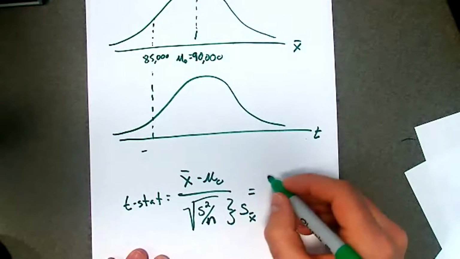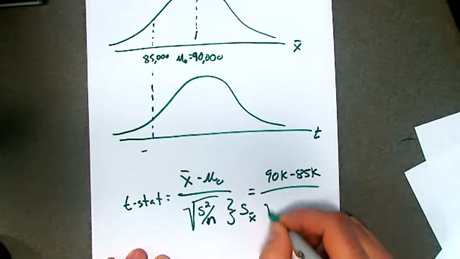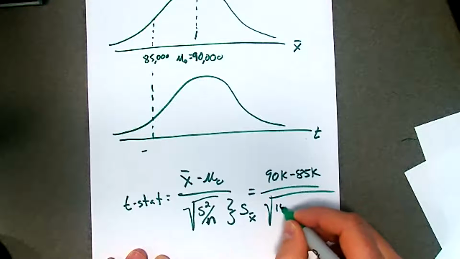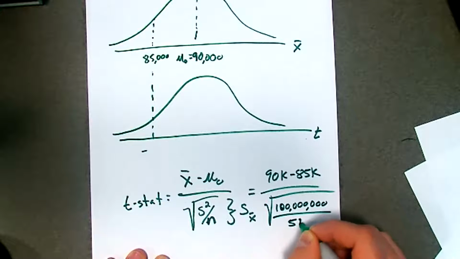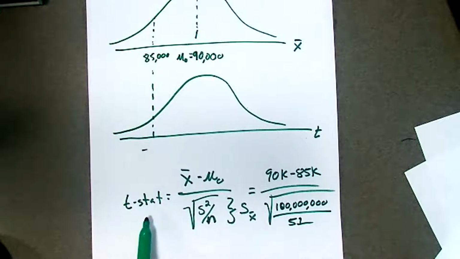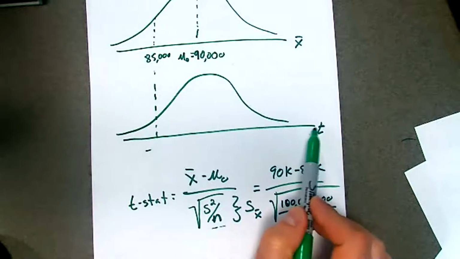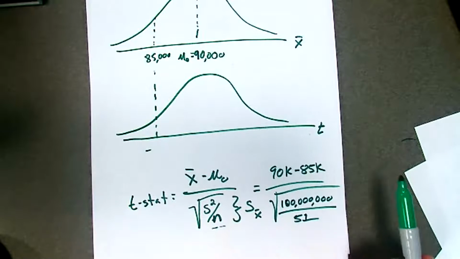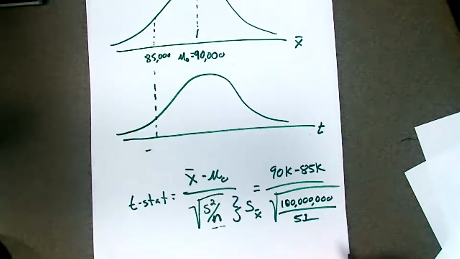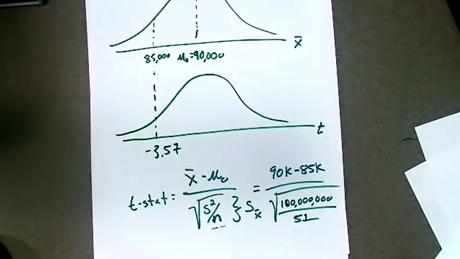All right? But from here, it's just 90K minus 85K over the square root of, I think it was 100 million, and then my sample size was 51. So remember, when you're calculating your test statistic, you're not using degrees of freedom here, you're using your sample size. The degrees of freedom is only identifying which of those distributions you're using when you're looking at things like critical values or p-values. So I think if we enter this into our calculator, we should get that negative 3.57.